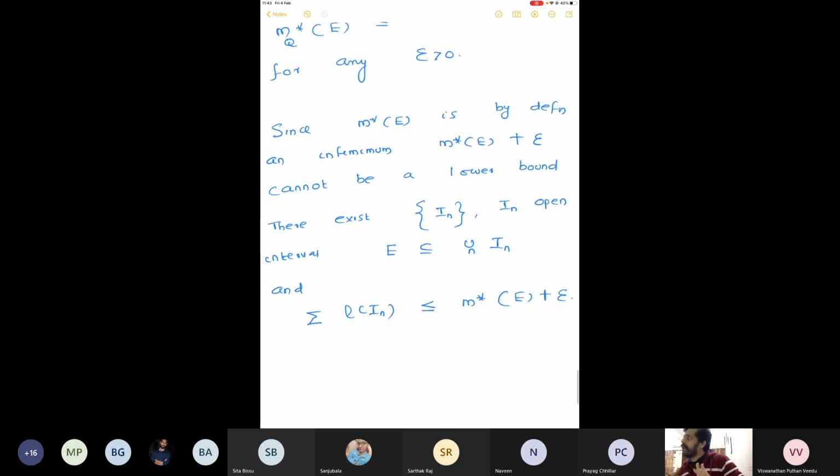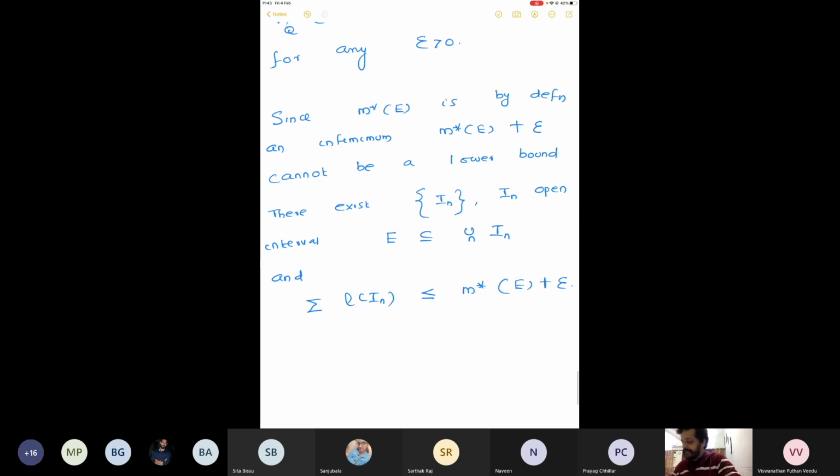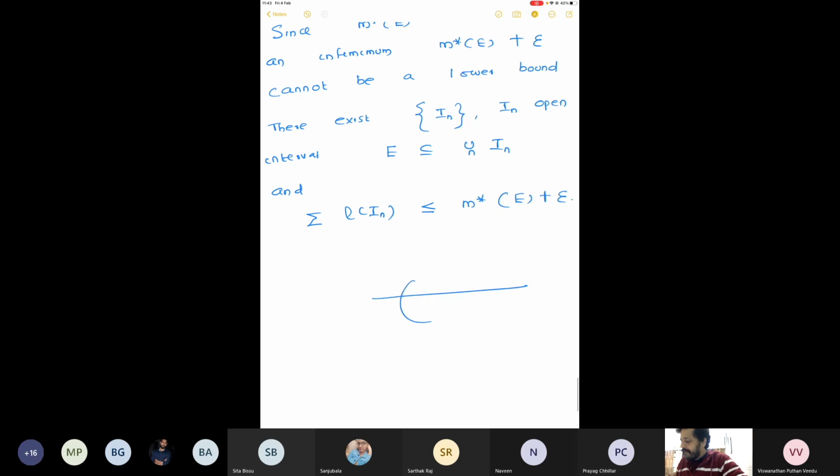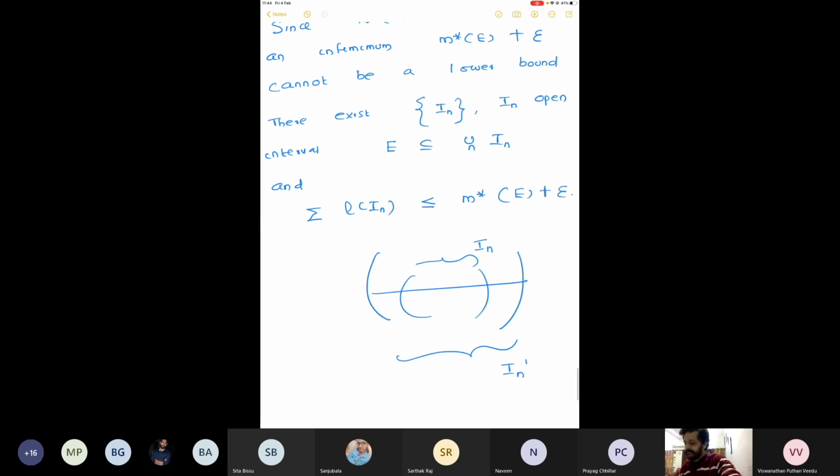What is I_n? I_n's are open. Endpoints can be rational or real, I don't know. Now I have to go for the rational. So for that, suppose I_n is given to be open. You can always find an open interval I_n dash with endpoints as rational, and if you compare the length of I_n dash and the length of I_n, the difference is small. Like that I can always find.